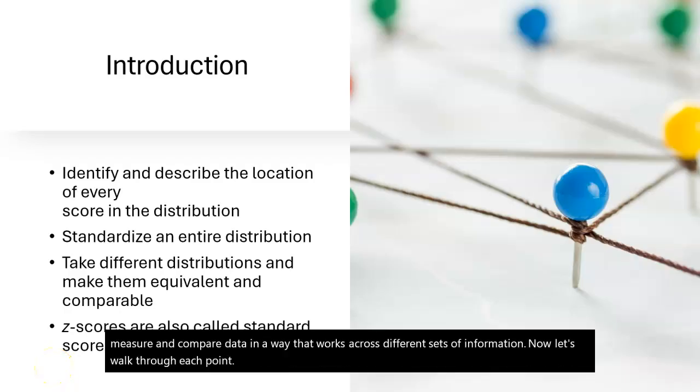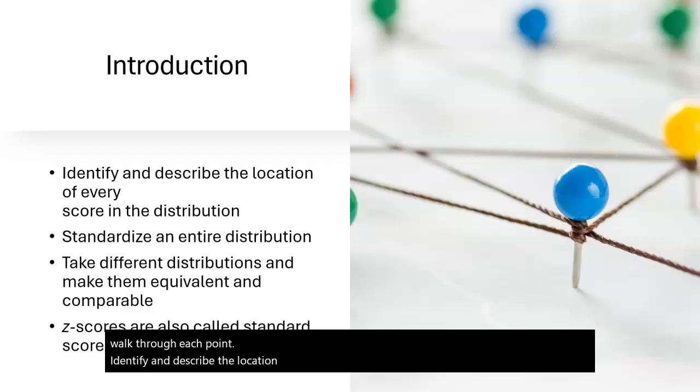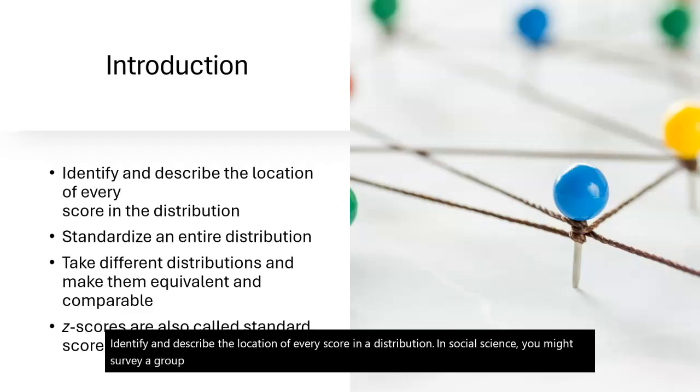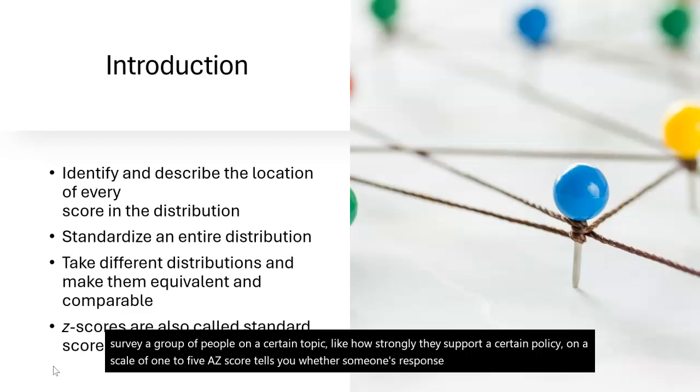Identify and describe the location of every score in a distribution. In social science, you might survey a group of people on a certain topic, like how strongly they support a certain policy, on a scale of 1 to 5. A z-score tells you whether someone's response is higher or lower than the group's average, and by how much.